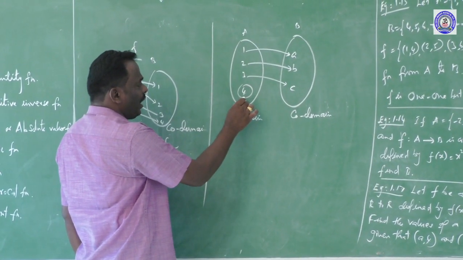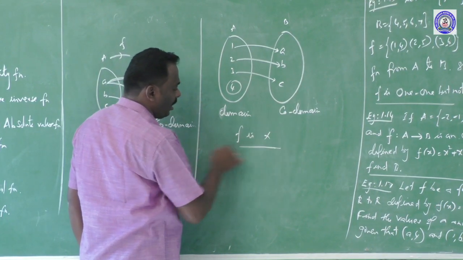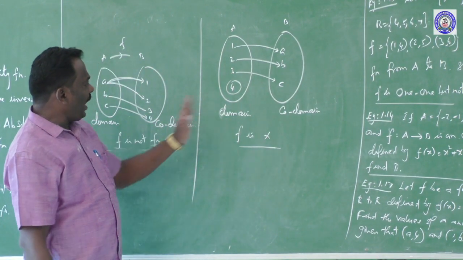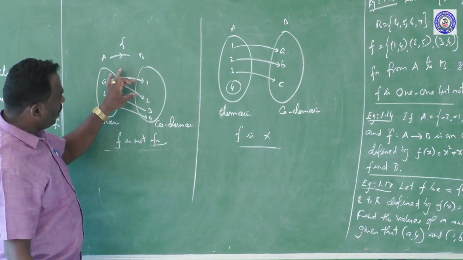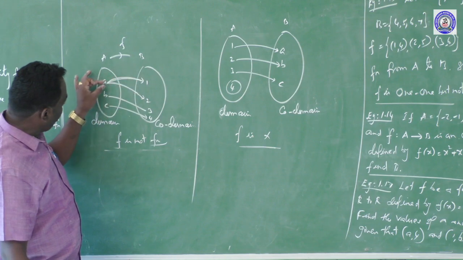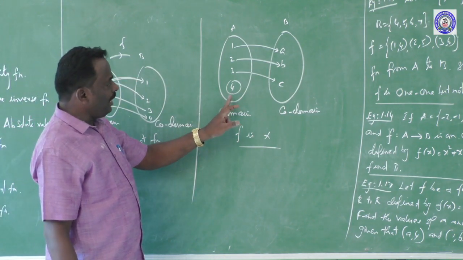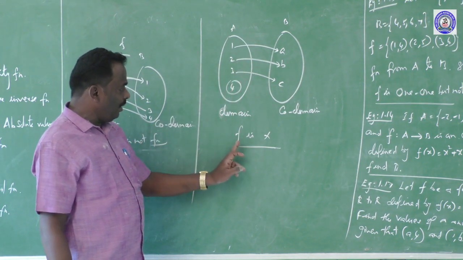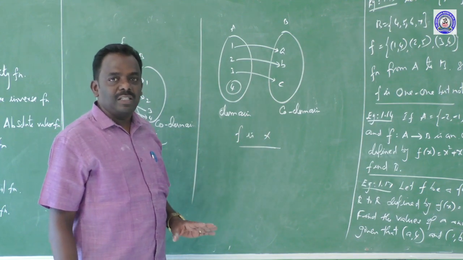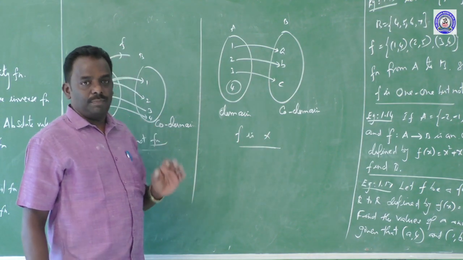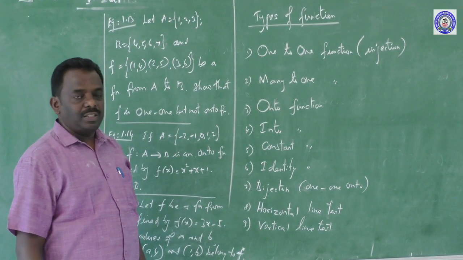If any one of the elements remains in the domain, that is also not a function. So in these two cases only we can say it is not a function. One is when any two elements in the codomain have the same preimage in the domain. The other is when any one of the elements remains in the domain. These two conditions decide whether it is a function or not. Next we are going to see the types of functions.